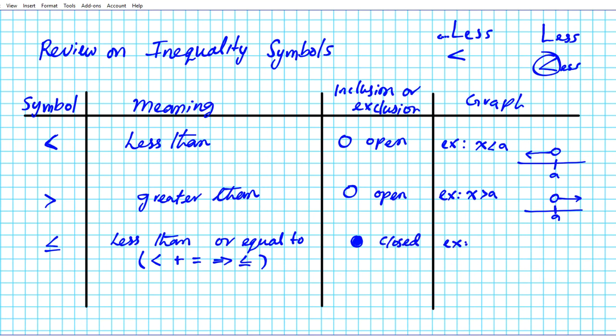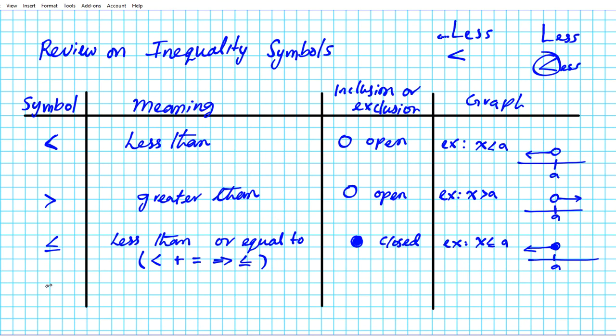Alrighty, what does it look like? What does x less than or equal to some number look like? It's very similar to the first one. This is x is less than a, but that equal to component means we add the boundary point that was excluded, namely a, and color that in and make it a closed circle.